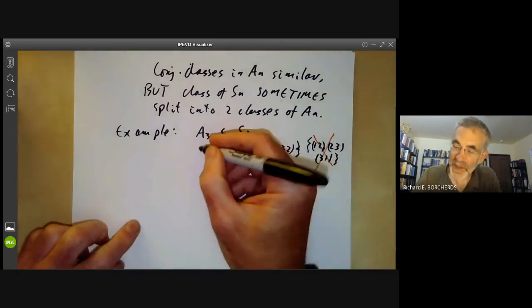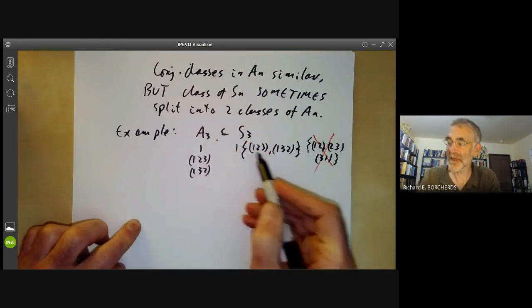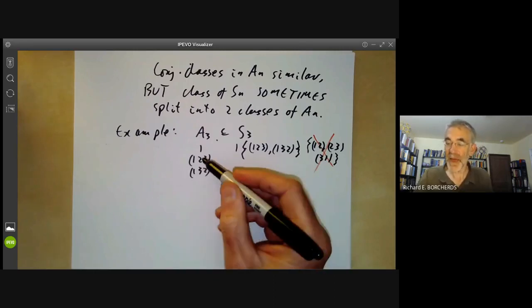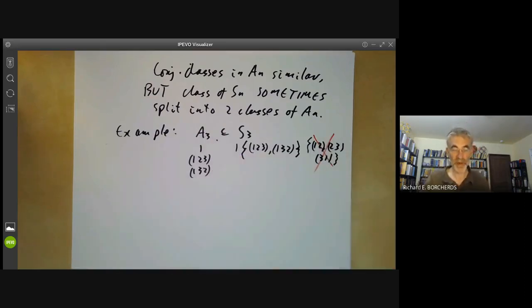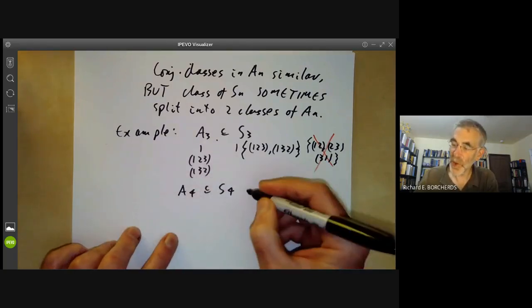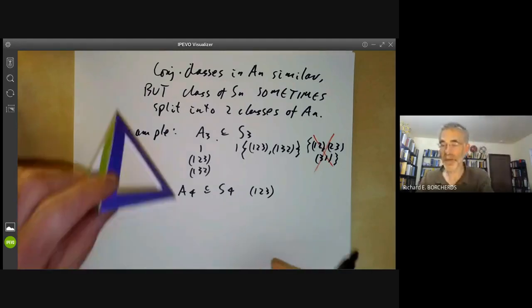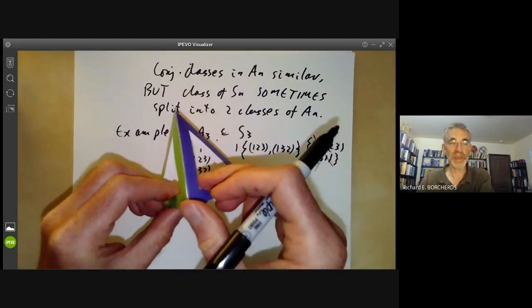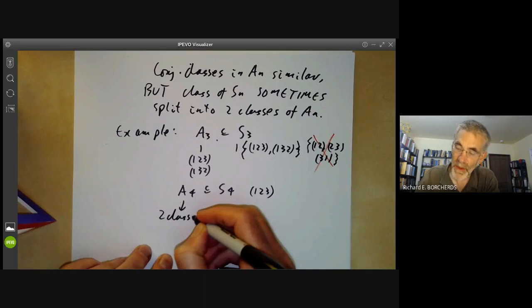But A3 has three conjugacy classes. There's the identity, (1 2 3), and (1 3 2). So this class of the symmetric group has split into two different conjugacy classes of the alternating group. And the problem is the element that conjugates this class into this class is one of these elements, which isn't actually in the alternating group. Similarly, if we look at A4 contained in S4, we find that there's one conjugacy class of elements of cycle shape like that. But if we think of A4 as the group of rotations of a tetrahedron, it's got two conjugacy classes of elements of order 3, because we can point a vertex towards us and either rotate clockwise or anti-clockwise. So this again has two classes of order 3.